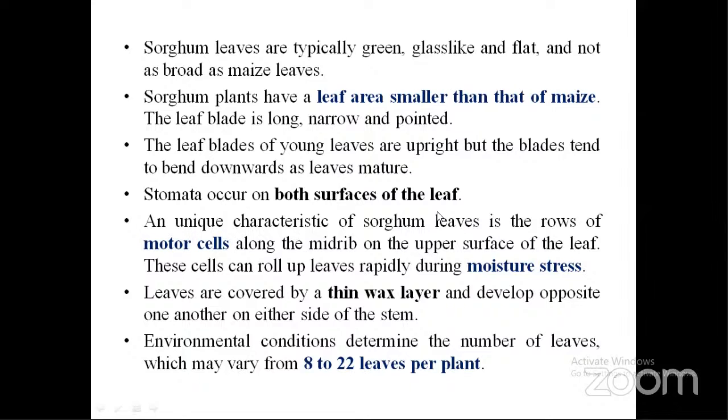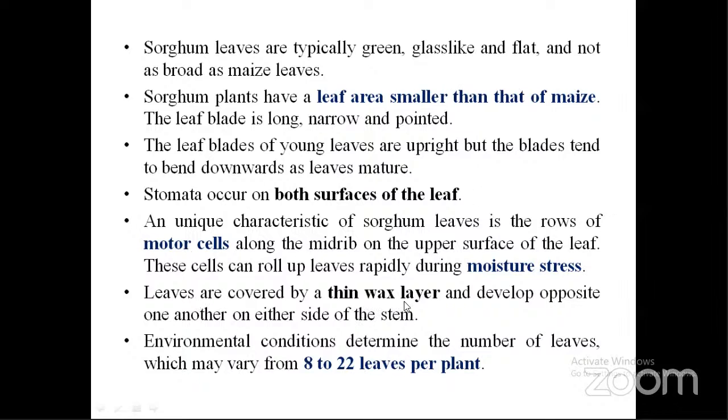Here we can see one unique characteristic of sorghum leaves. It has rows of motor cells along the midrib on the upper surface of the leaf. The main function of these motor cells is this: whenever moisture stress happens, suppose soil moisture is less and a plant is unable to take moisture from the soil, these cells can roll up the leaves, which means folding of leaves will happen, so that transpiration will be less and it protects the leaves from moisture stress.